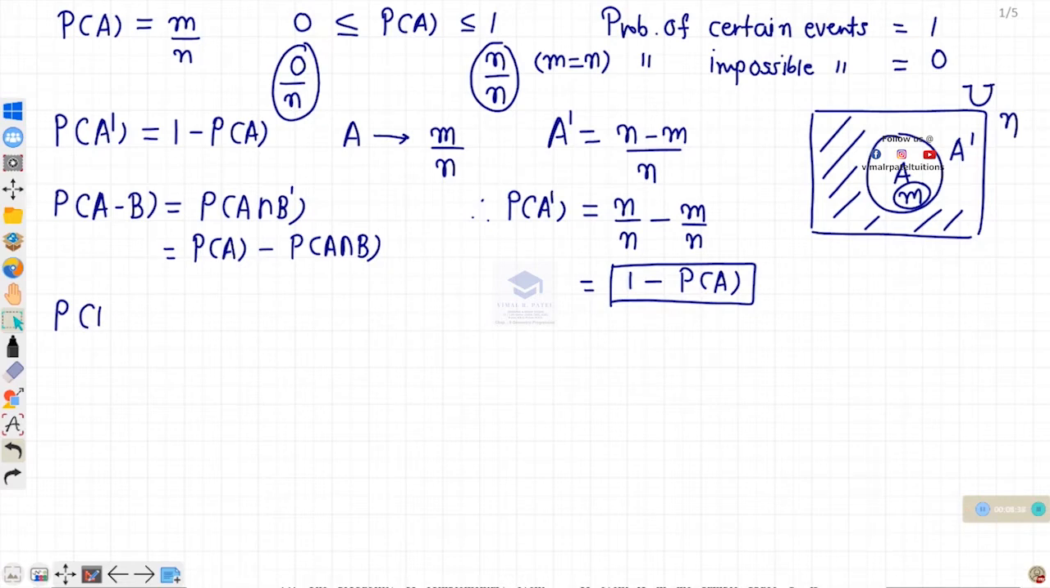Same way, P of B minus A is equal to A dash intersection B. So it will be P of B minus A intersection B. So from this relation, P of A minus B is equal to P of A minus P of A intersection B, and P of B minus A is equal to P of B minus P of A intersection B.